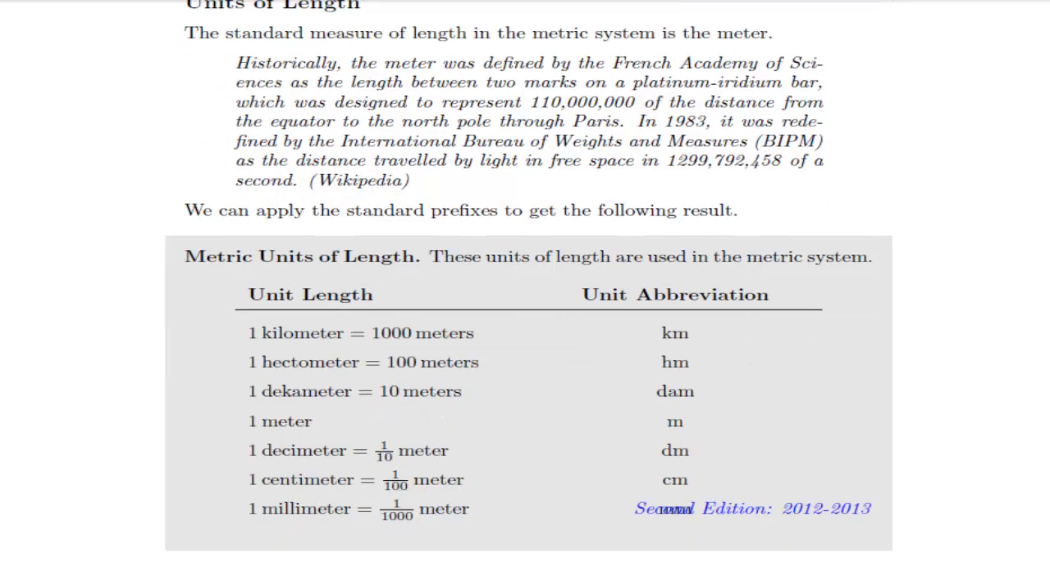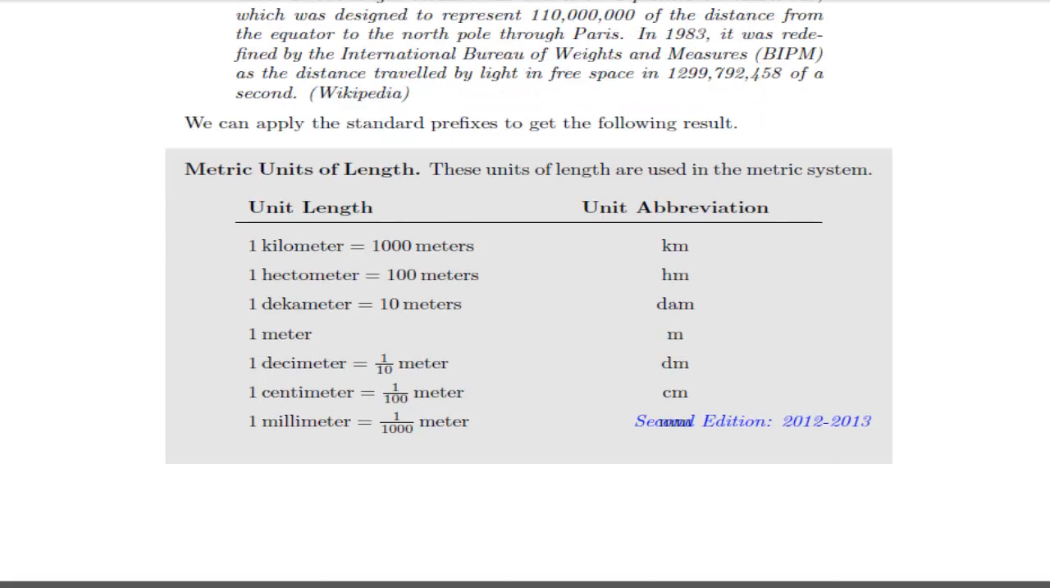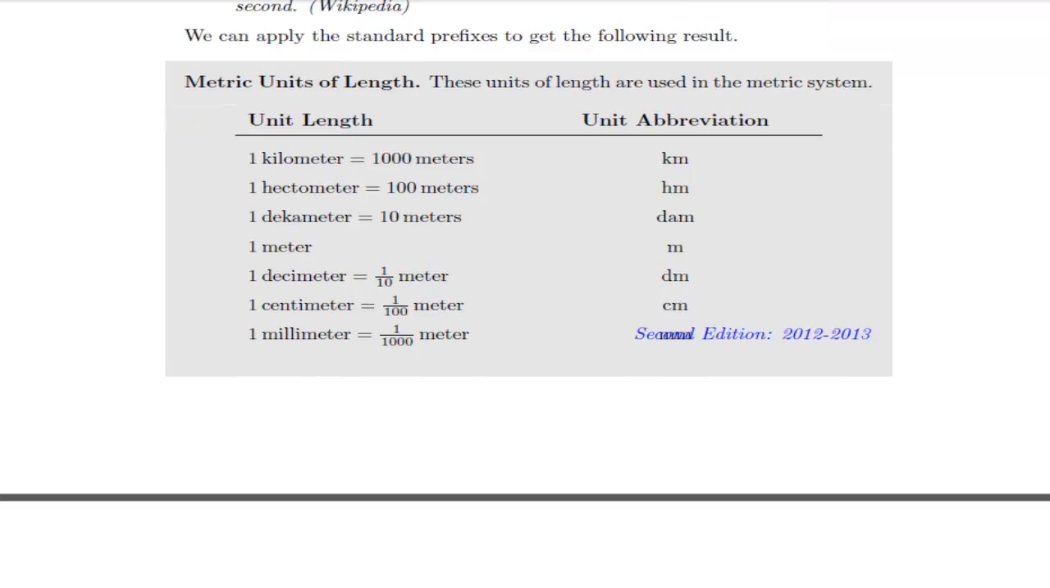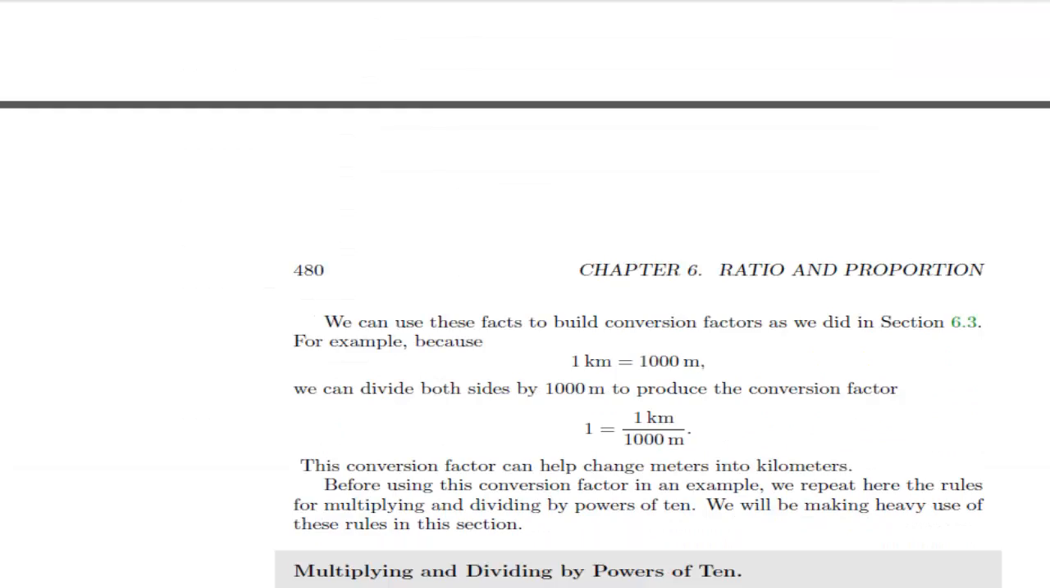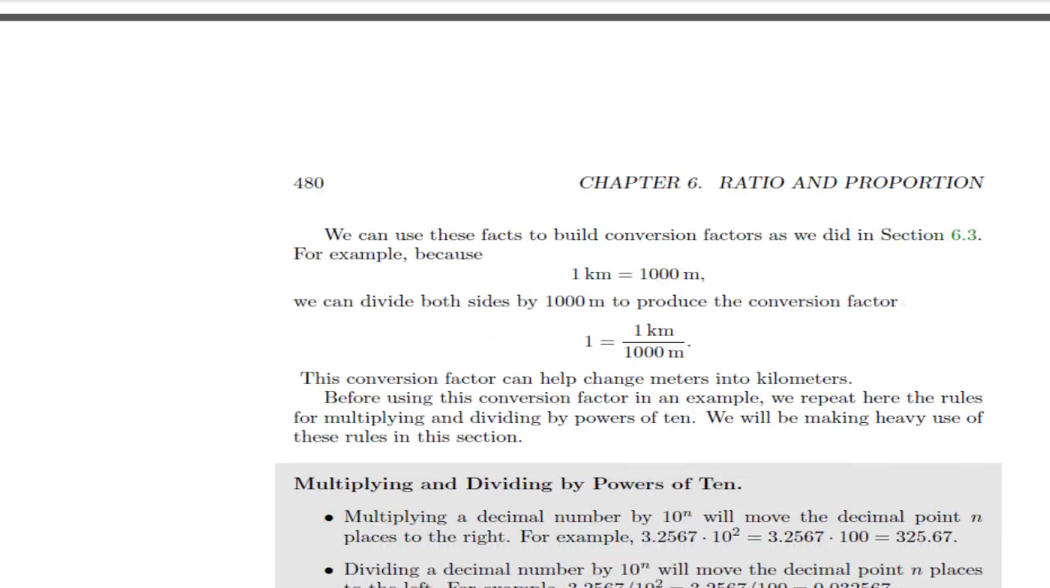Metric units of length. These units of length are used in the metric system. 1 kilometer equals 1000 meters, 1 hectometer equals 100 meters, 1 decameter equals 10 meters, 1 meter equals 1 meter, 1 decimeter equals 1 over 10 meters, 1 centimeter equals 1 over 100 meters, and 1 millimeter equals 1 over 1000 meters. We can use these facts to build conversion factors as we did in section 6.3.